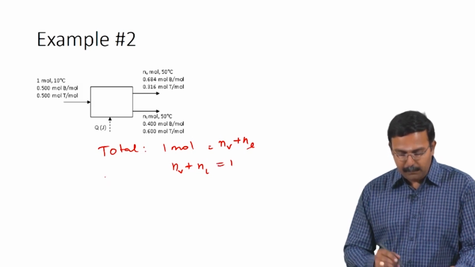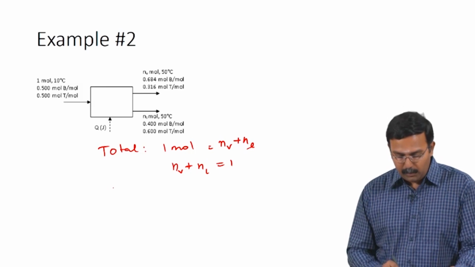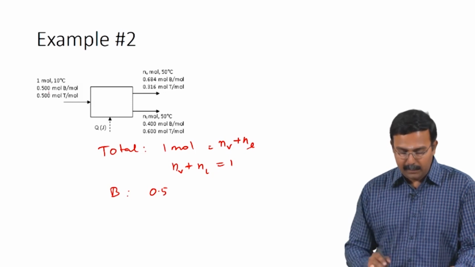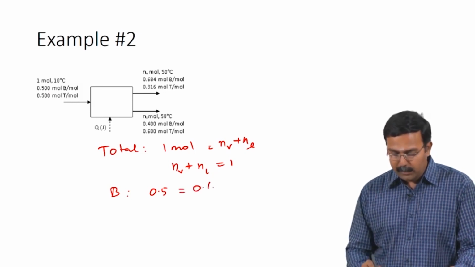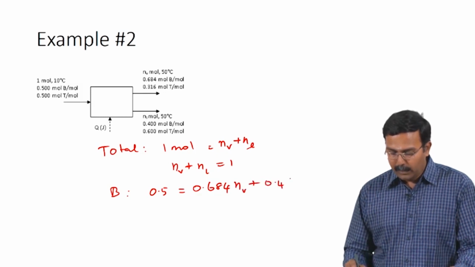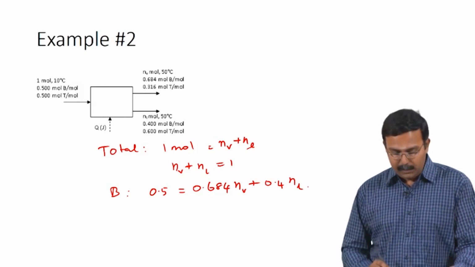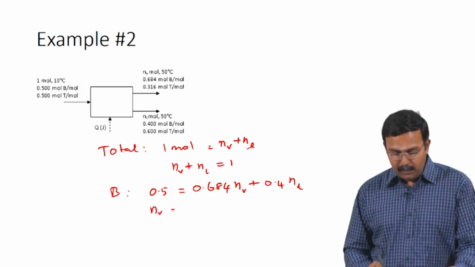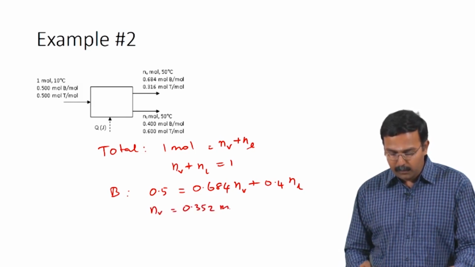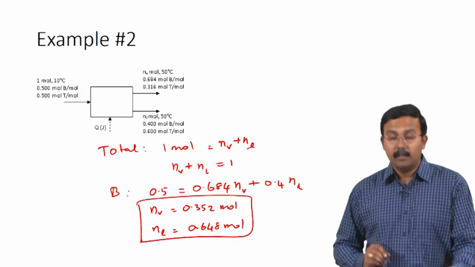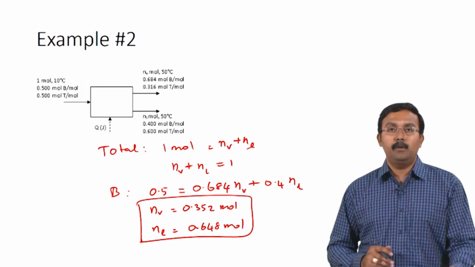The second equation can be a component balance either for benzene or toluene. So, I have written the balance for benzene which would be 0.5 moles of benzene entering is equal to 0.684 times NV plus 0.4 times NL. So, now we have 2 equations and 2 unknowns. So, we can solve these equations simultaneously to get NV equals 0.352 moles and NL equals 0.648 moles.